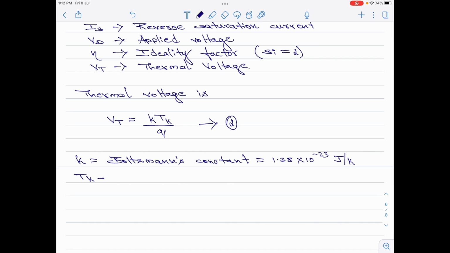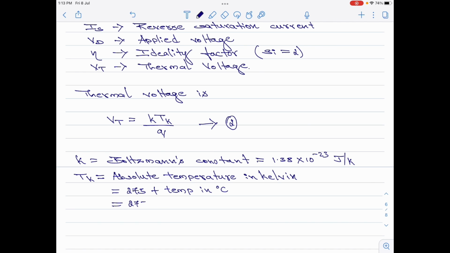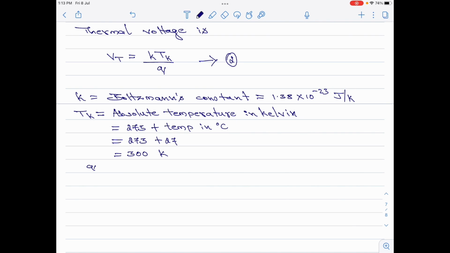Tk is the absolute temperature in Kelvin. This is equal to 273 plus temperature in degrees Celsius. For the current numerical, the value of temperature is given as 27 degrees Celsius. So, Tk will become 273 plus 27 equal to 300 Kelvin. Lastly, Q is the electronic charge magnitude and is equal to 1.6 into 10 to the power of minus 19 coulombs.